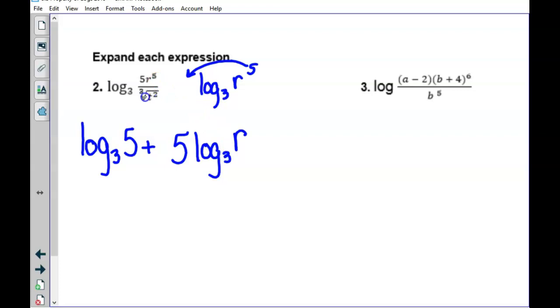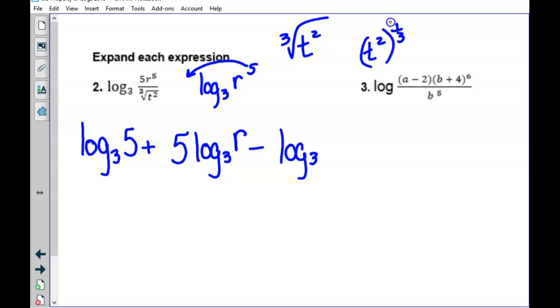Now, we got this divide, right? So we're going to have minus a log base 3. But what is that? It's a t squared to the cubed root. What is that really as a power? Well, if you're, okay, hang on. You're all right, I think. It is a t squared to the 1/3, which if you multiply those is a t to the 2/3. Everybody okay? Okay.